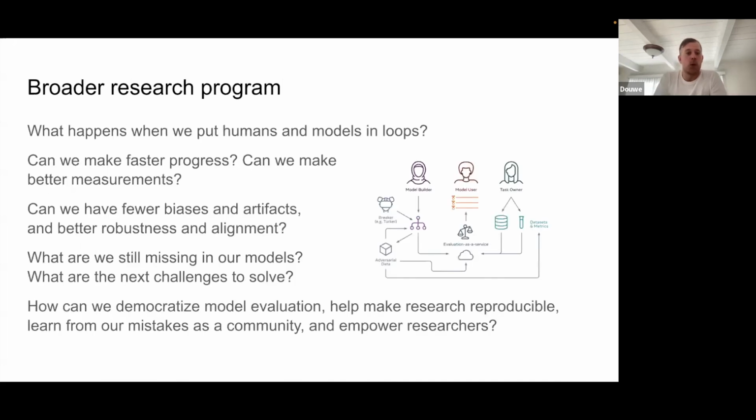So the broader research program here is to look at what happens when we put humans and models in loops. Can we make faster progress this way and get better measurements? Can we, in the process, hopefully collect data that has fewer biases and artifacts so that we get more robust and better aligned models? Can we figure out what we're still missing? And can we democratize model evaluation in a way where we can make all of this reproducible and accessible to the community at large?